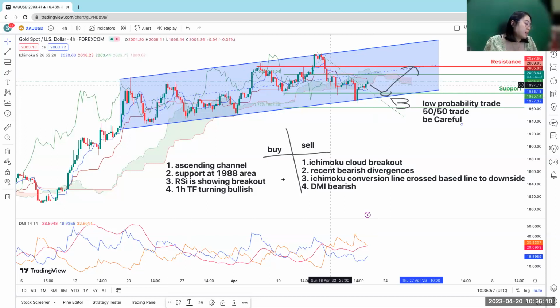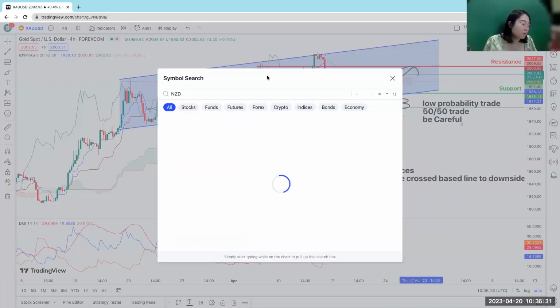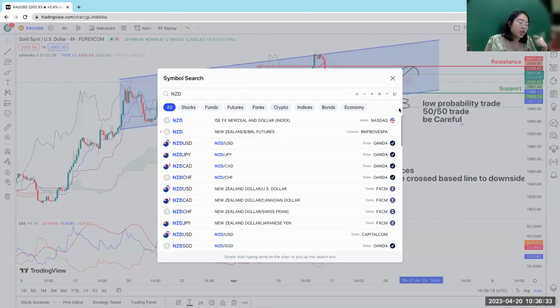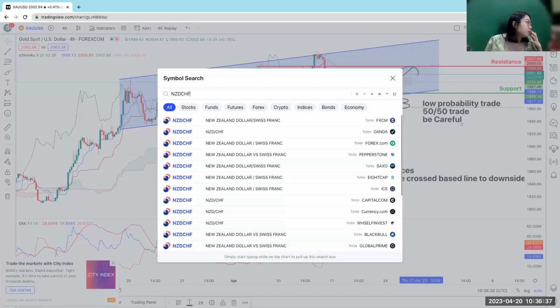Other than that, I think we can move on from gold. I don't think there's a very strong setup for gold today. Let me see what NZD CHF looks like. If you have any requests for any Forex pair, let me know. If not, I'm just going to do one NZD CHF and one EUR NZD.